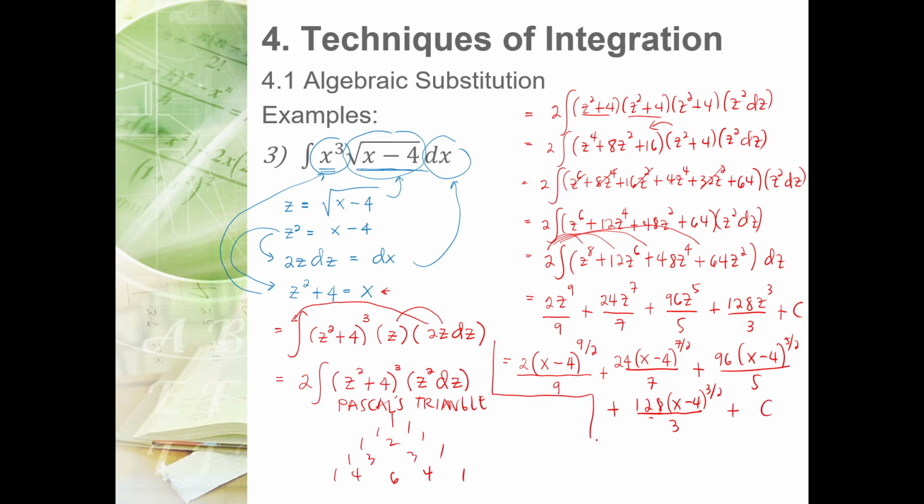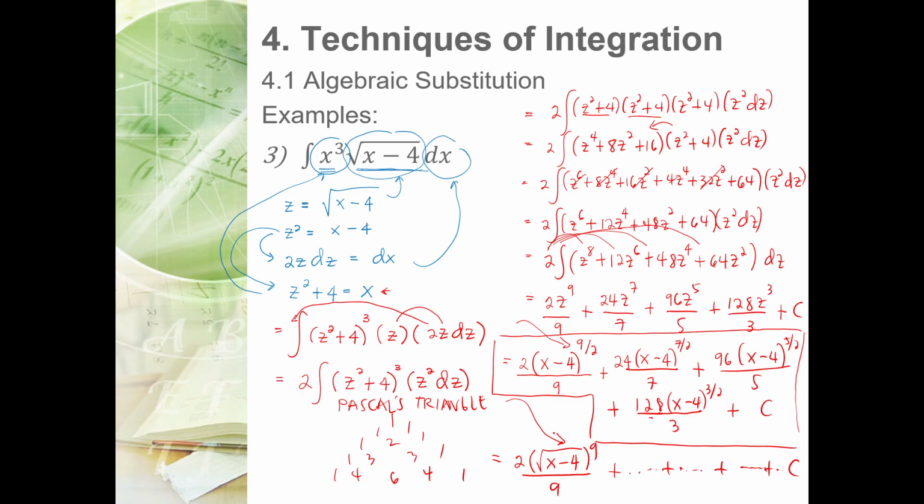So it depends on your taste how you want to express your final answer. You can also express it in this manner: 2 square root of x minus 4 to the power of 9 over 9, and so on and so forth. So this one is the exponential form, meaning an exponent form. This one is in radical form, the root form, like square root, cube root.